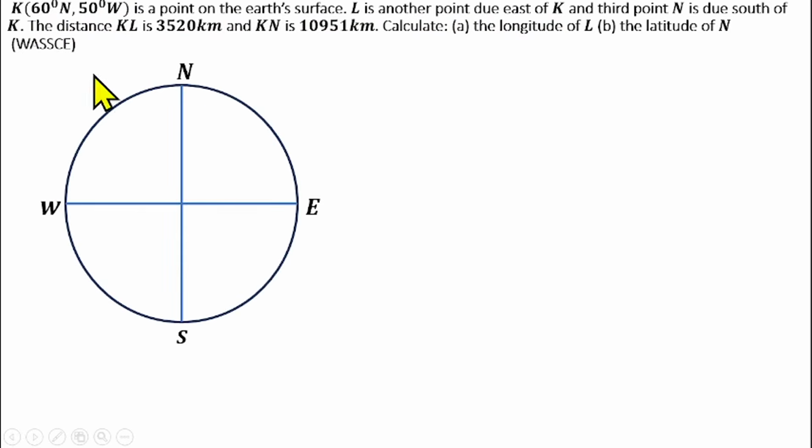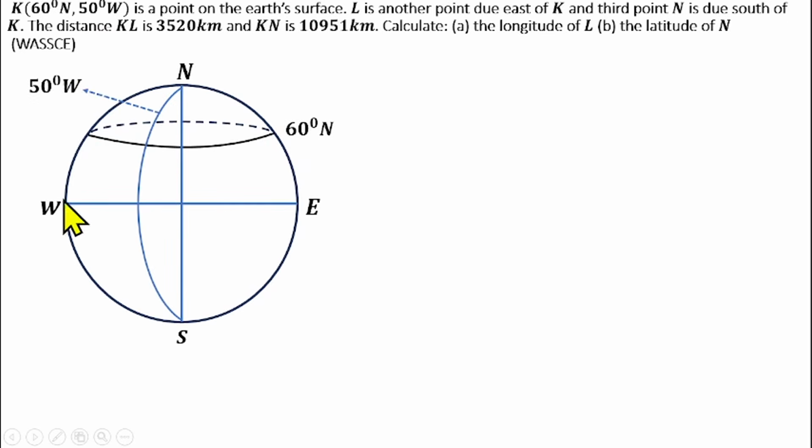So let's assume that this is the Earth's surface. We have done the cardinal points. So let's locate point K first on the Earth's surface. K is on 60 degrees north of latitude, so I'll draw that latitude 60 degrees north. Its longitude is 50 degrees west, so I'll draw a longitude here, 50 degrees west. That means this point will be our point K. So you have been able to locate point K on the Earth's surface. And we are told that L is another point due east of K.